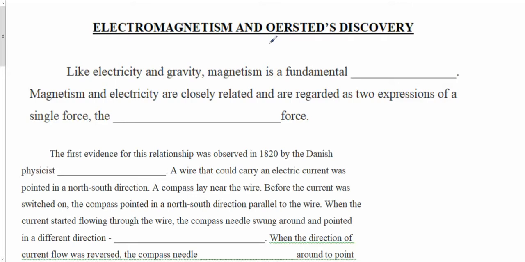Alright, let's talk about some more electromagnetism. Electricity, gravity, magnetism, they are all fundamental forces, and we learned that back in Unit 2. Magnetism and electricity are closely related. They're generally regarded as two expressions of a single force, the electromagnetic force.